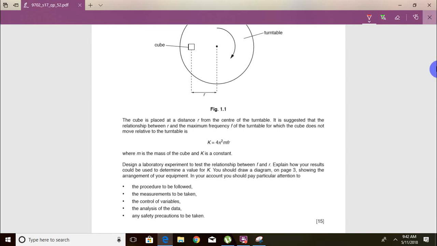Nothing too difficult. Safety precautions, have a safety screen in between the turntable and your eyes. I'd say that is pretty important.